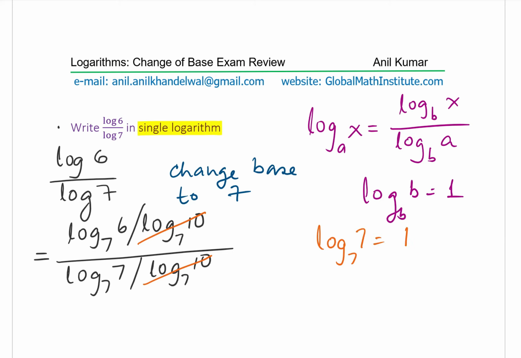Now clearly this cancels, and we know that log to the base 7 of 7 is 1. So what do we get? We get a single logarithm, which is log to the base 7 of 6. So that becomes the answer. Perfect. Now from the change of base formula, this was very simple. That ratio, do you see 6 and 7? And see how it can be related.